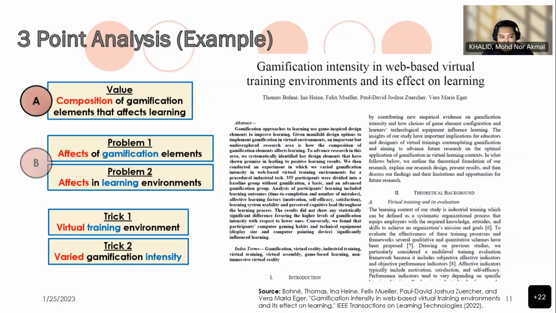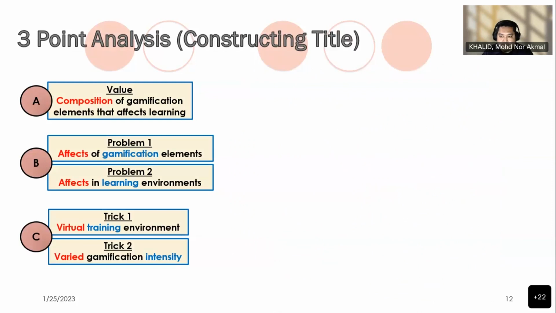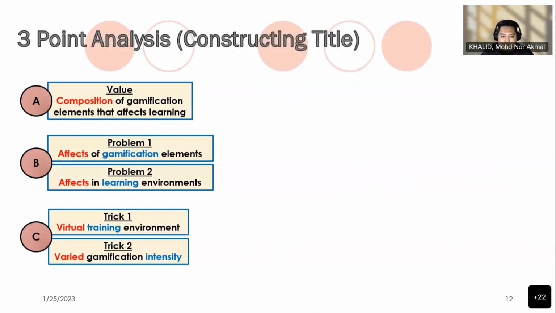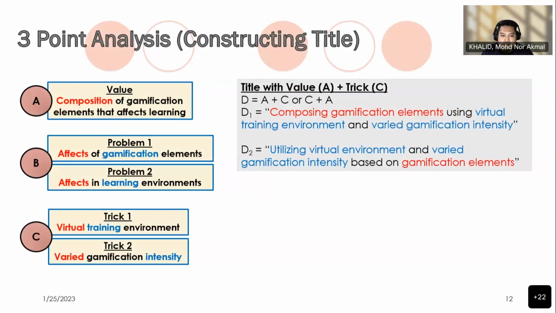So if we label this right, you have value is A, and the problem is B, and the trick is C, right? So from here, these are actually reverse engineering. You have to imagine that, let's say, you don't have this paper yet. So from this value, problem, and trick, you can actually construct your own title. Let's say, for example, you use the value plus trick to produce your title. So let's say the title A plus C or C plus A.